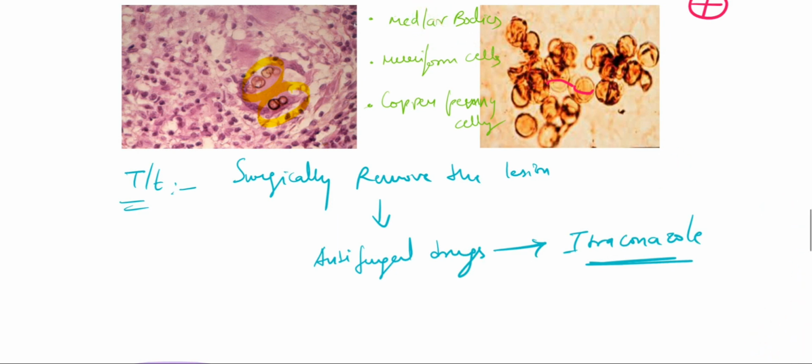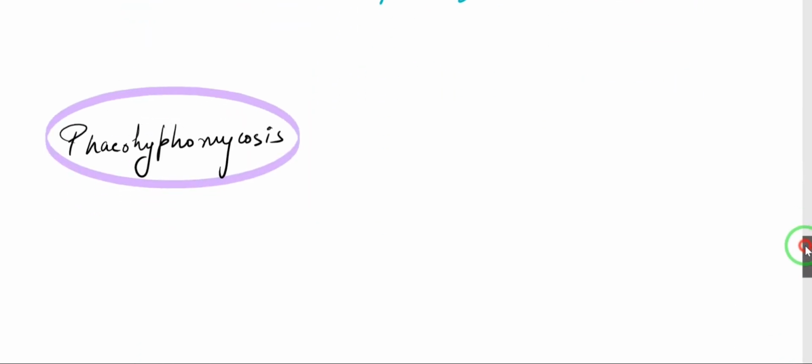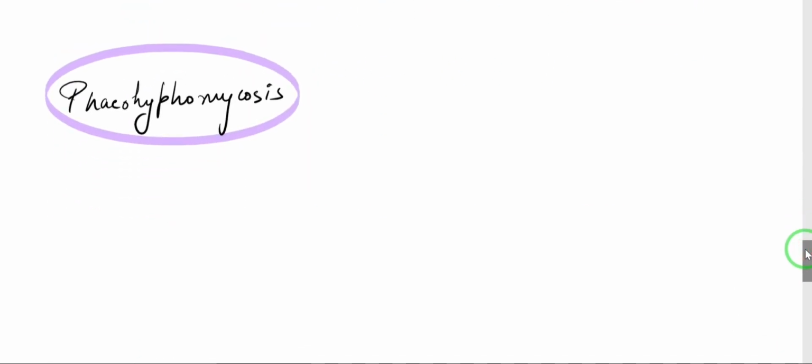Now we are going to see something about pheohyphomycosis. Now, what is pheohyphomycosis? Actually, it is also a chronic infection.